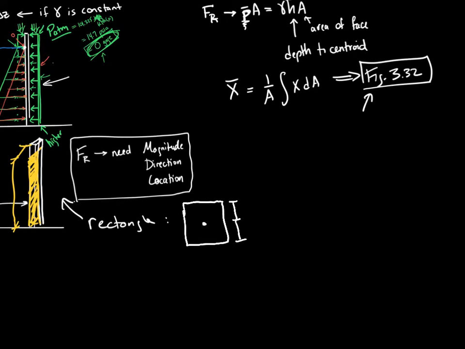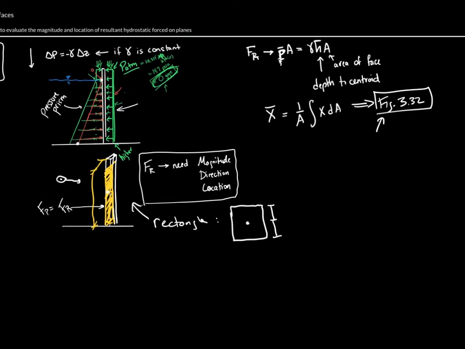So then I need to figure out where that is for my drawing. Okay, so like over here, I'd say, okay, well, it's halfway down. So I want to know this depth to that centroid, so I'm going to measure from there to the surface. Okay, and that's how you do it.